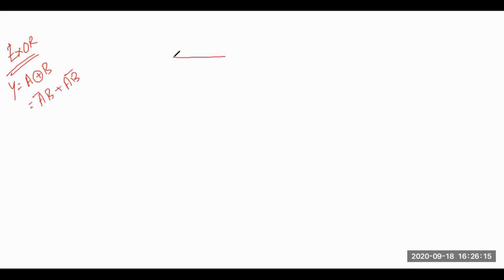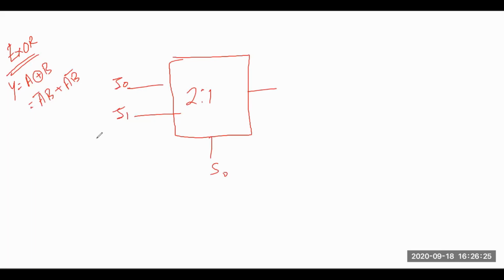Okay, now come again to this 2 is to 1 multiplexer. This is your I0, this is your I1, and one select line, that is S0. The conventional expression you can write as S0 bar into I0 plus S0 into I1. Now you need to realize what you can do so that this expression will be converted into this one. One thing you can do is take this S0 as A, and take this I0 as B.